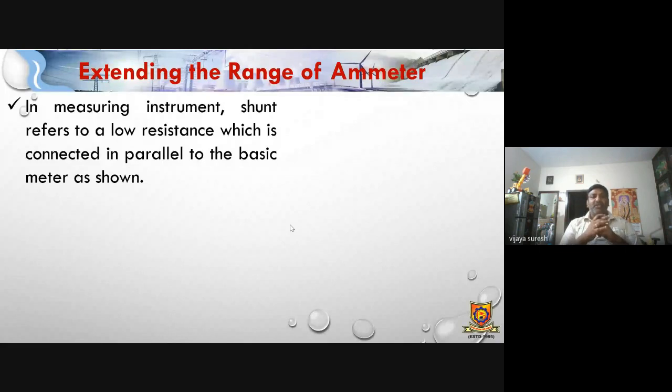So in a measuring instrument, the shunt refers to a low resistance path. One thing you need to confirm is that the current always flows in a low resistance path. We know the definition of resistance: resistance is the element which opposes the flow of current. So whatever resistance we are using is opposing the flow of current in the circuit. Now we'll see.